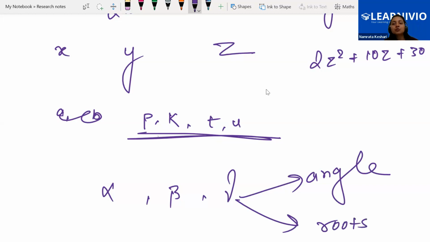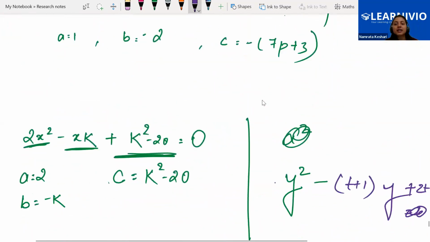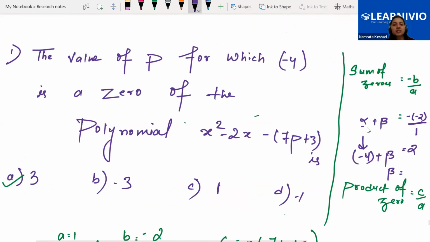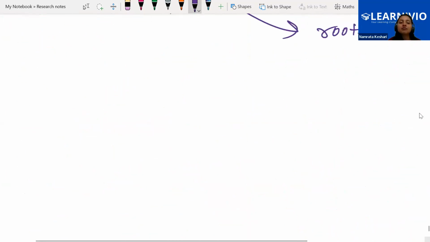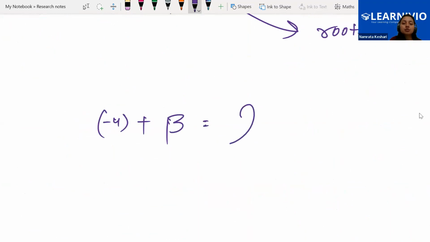Okay, so sum of the roots, the formula is minus b by a. I have just taken the representation alpha and beta and written the formula. B is -2, so minus of -2 by 1. Now alpha is -4. Alpha is minus 4 plus beta, that is 2. We have got one equation, alpha is minus 4 plus beta is equal to 2.